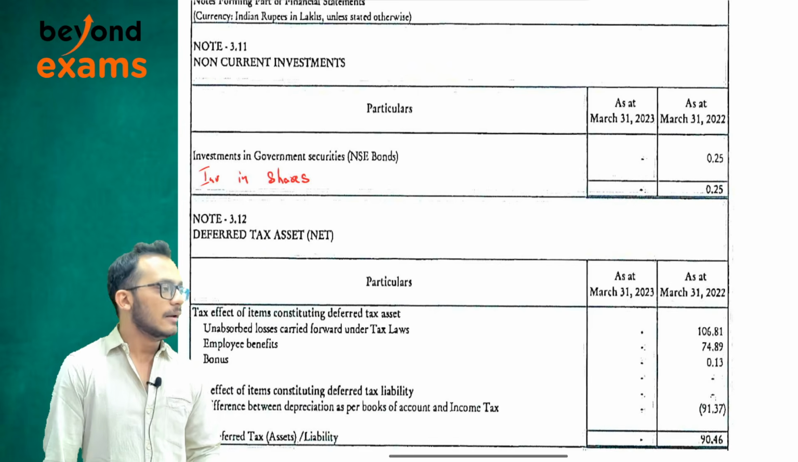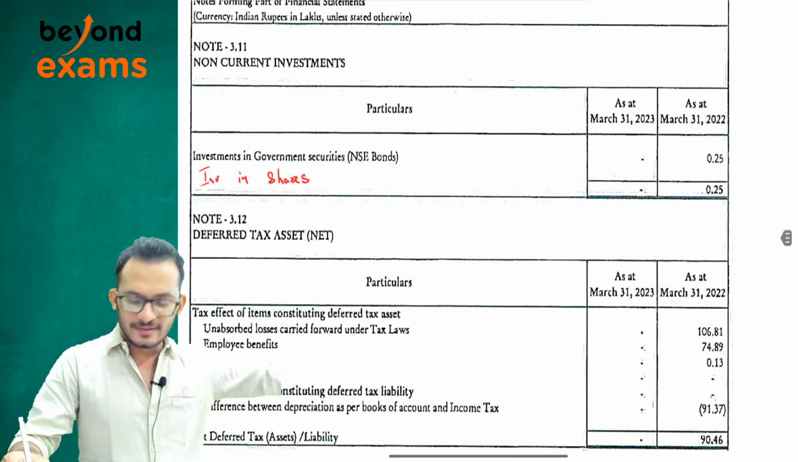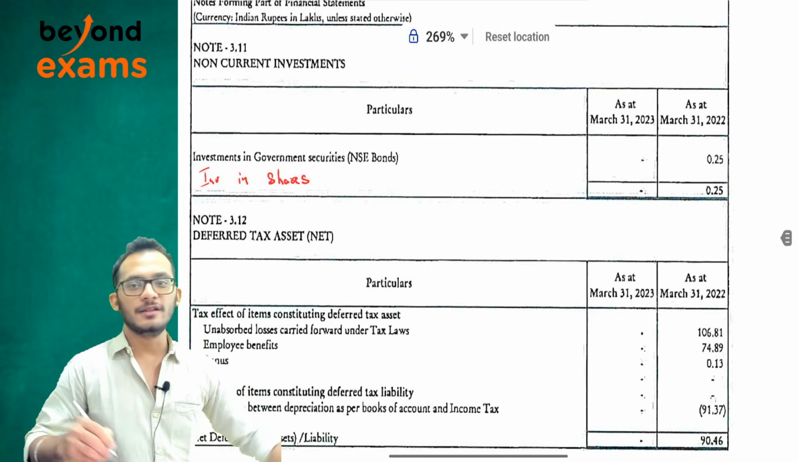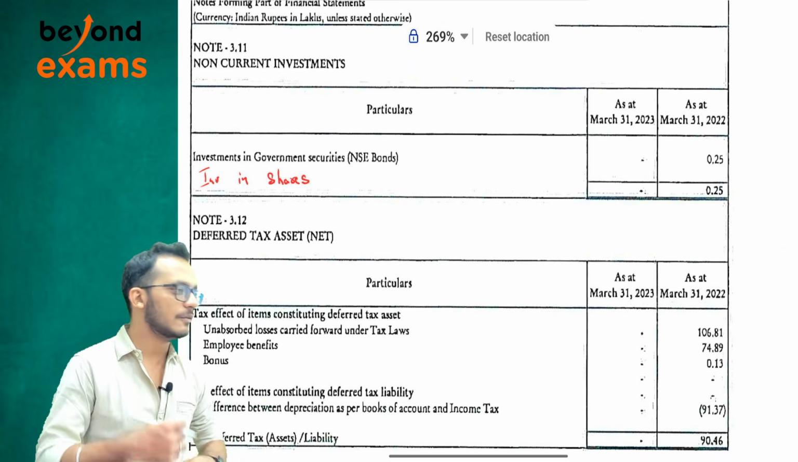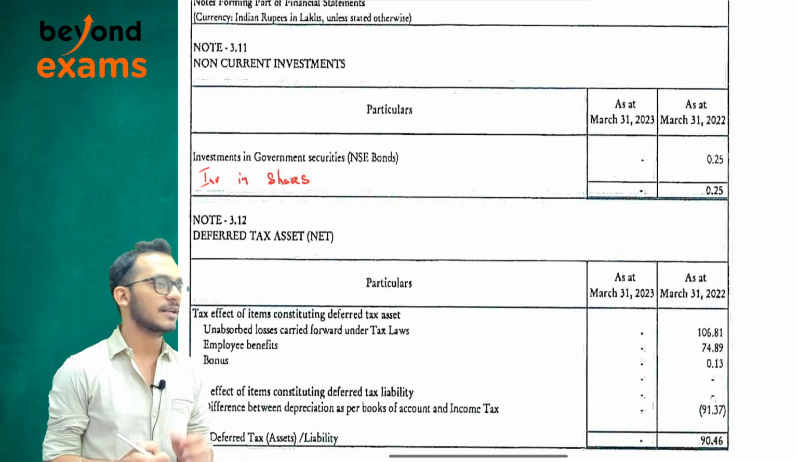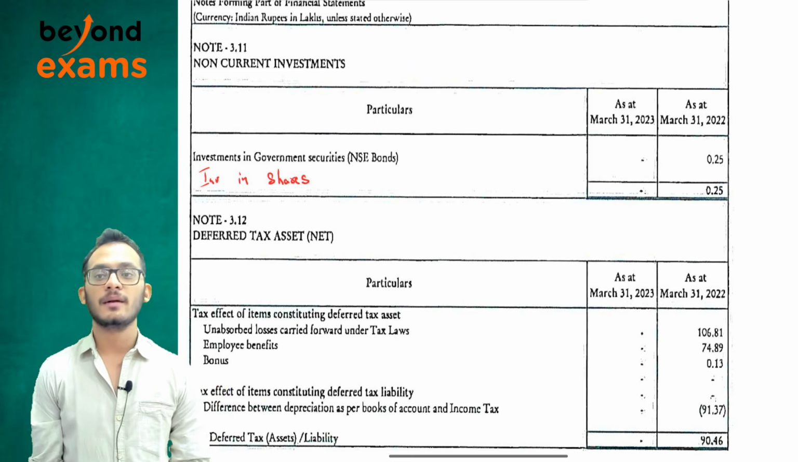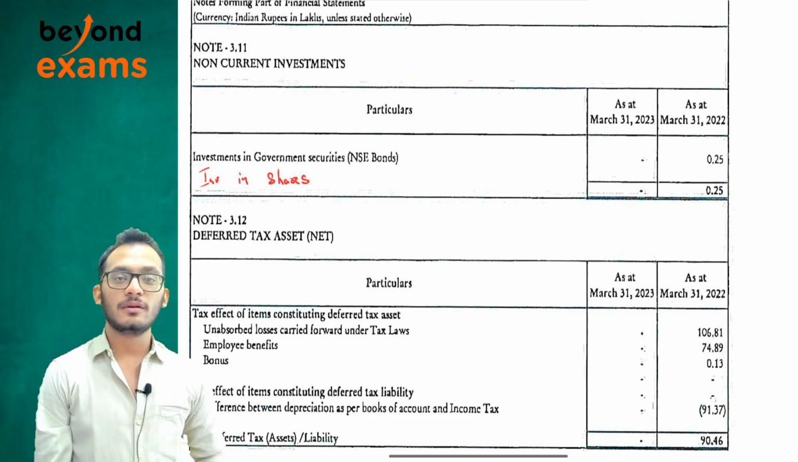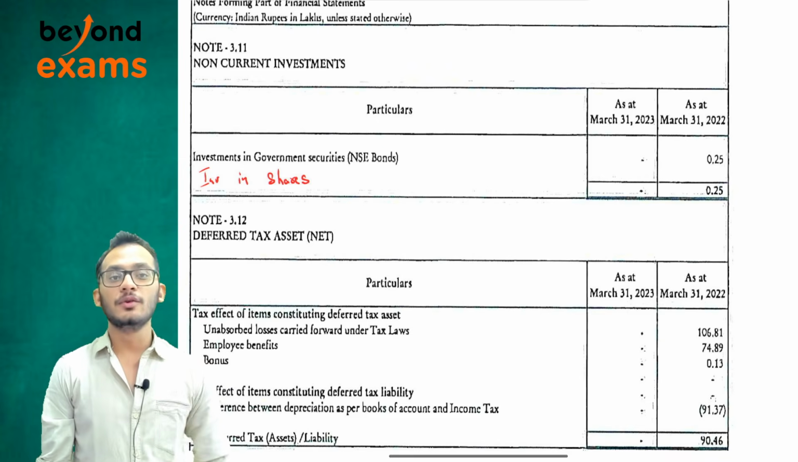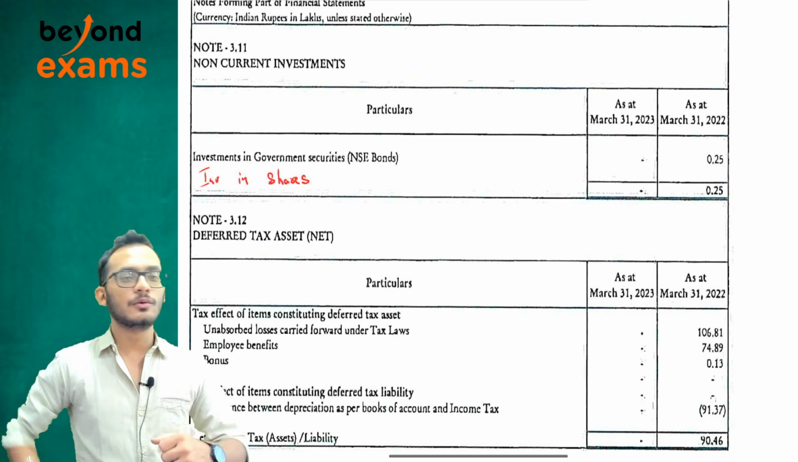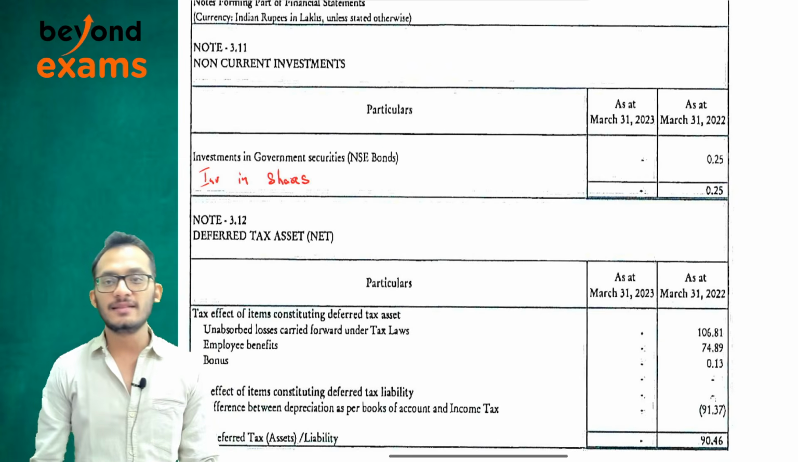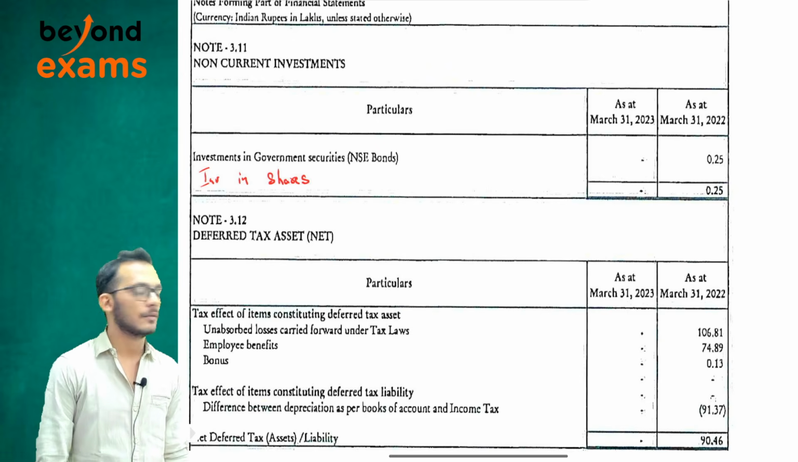For example, imagine an investment in shares that was 0.25 last year and the current year is showing 0. What question should I ask? Where did it go? Three things can happen. One, you could have disinvested. If you disinvested, this is a capital gain. You have to recognize CG.